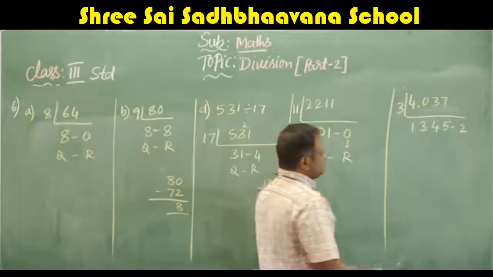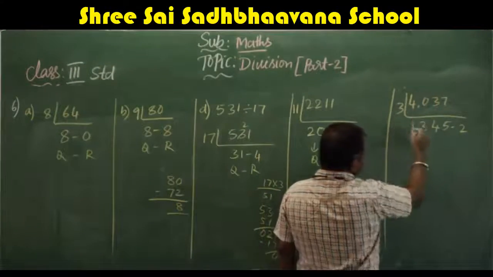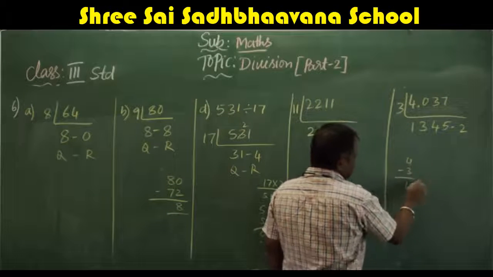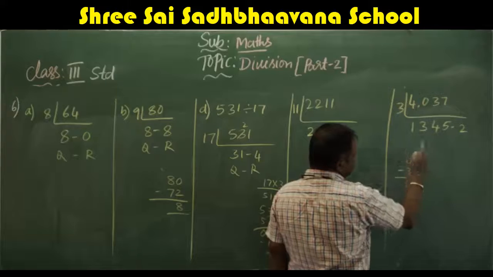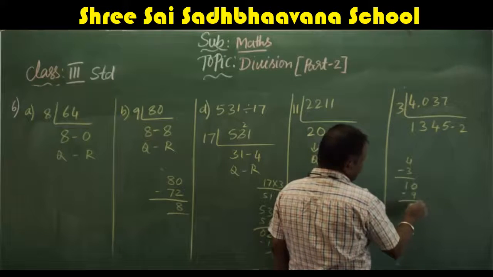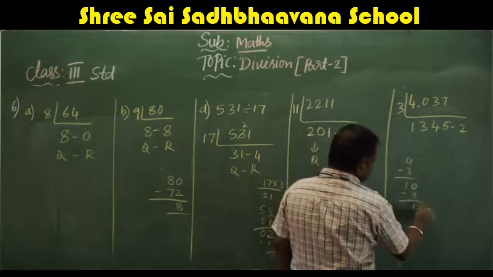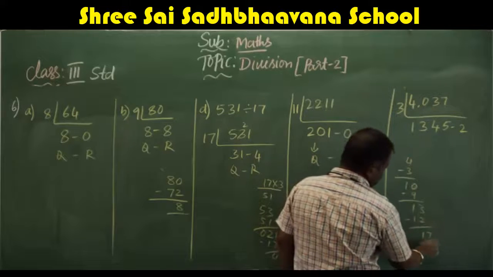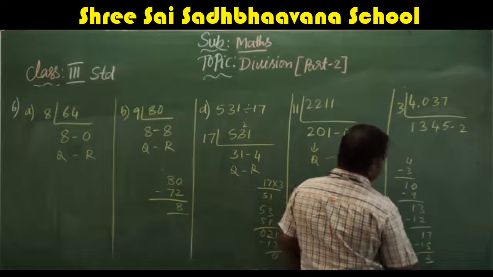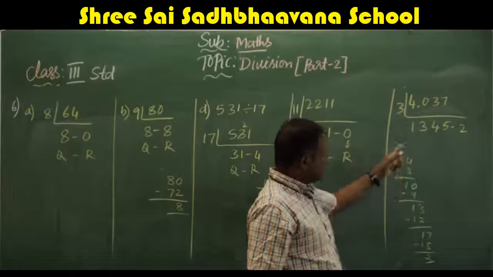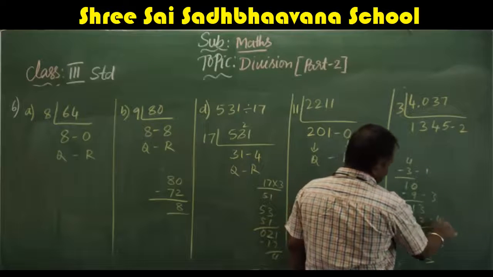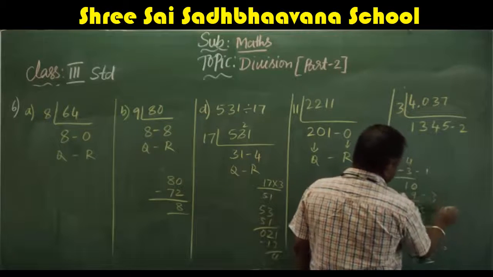Once again I will explain here, from 3, 3 1s are 3, so you subtract, 1 you will get, take down 0, okay, 3 3s are 9, 1 you get, take down 3, 3 4s are 12, 17, 3 5s are 15, 2. So this is the remainder, so this is the quotient. Here 1, 3, 4, 5, 1345.